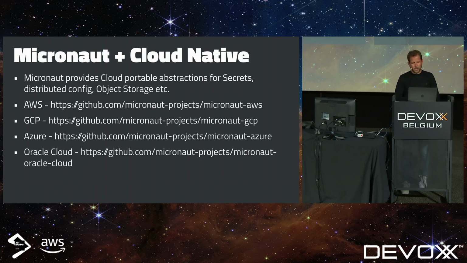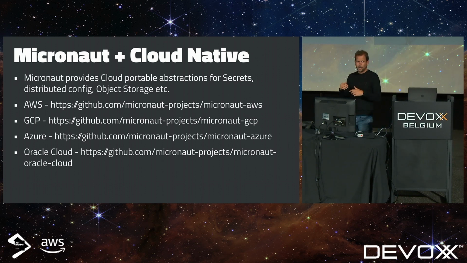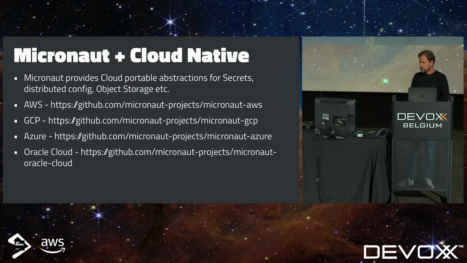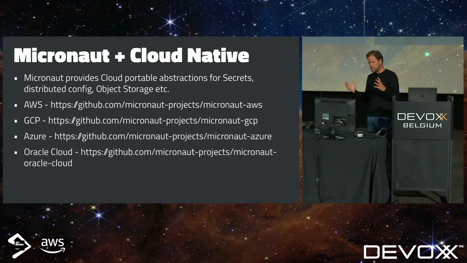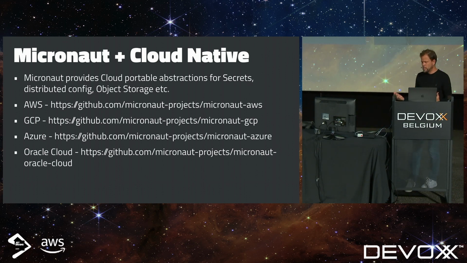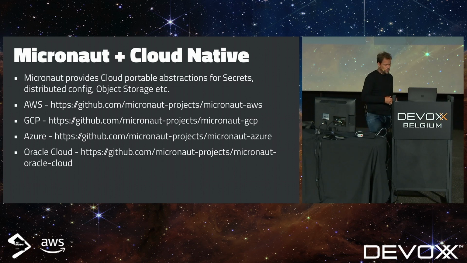In addition, Micronaut has a number of abstractions that promote cloud portability and implementations of those abstractions for different clouds. In a cloud environment, you often want to retrieve secrets, retrieve distributed configuration, interact with object storage, implement functions, and send pub/sub messaging.